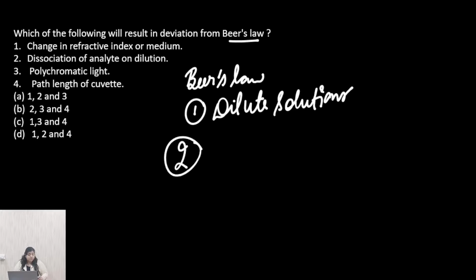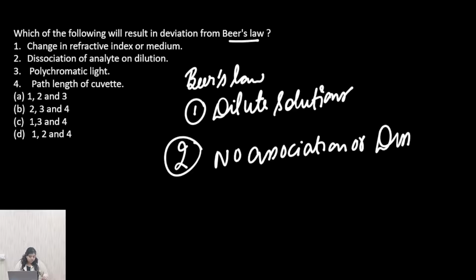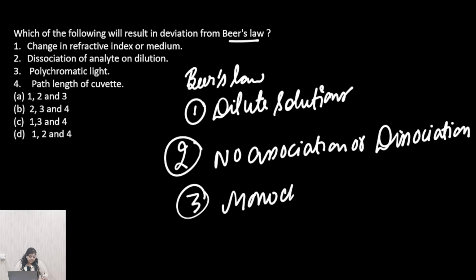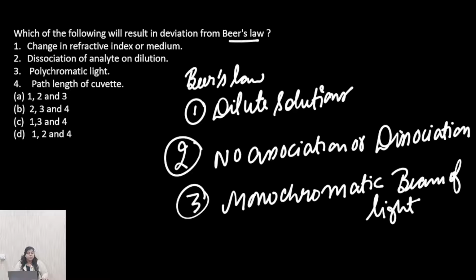Next condition: in the analyte species that you are including, there should be no association or dissociation processes taking place. And the third condition is that we have to use a monochromatic beam of light. Monochromatic means light of a single wavelength you have to pass through the solution.